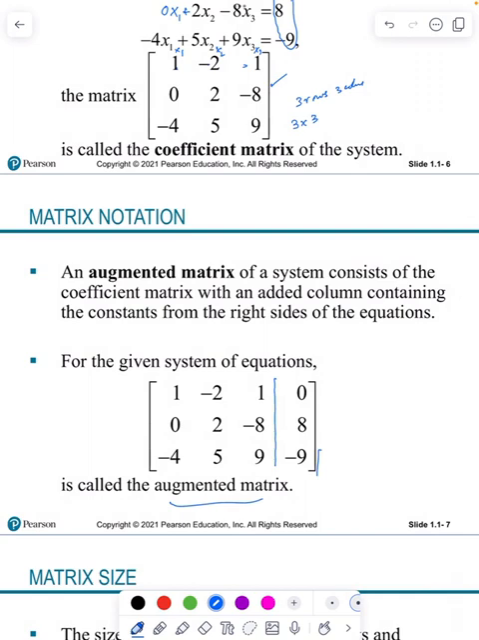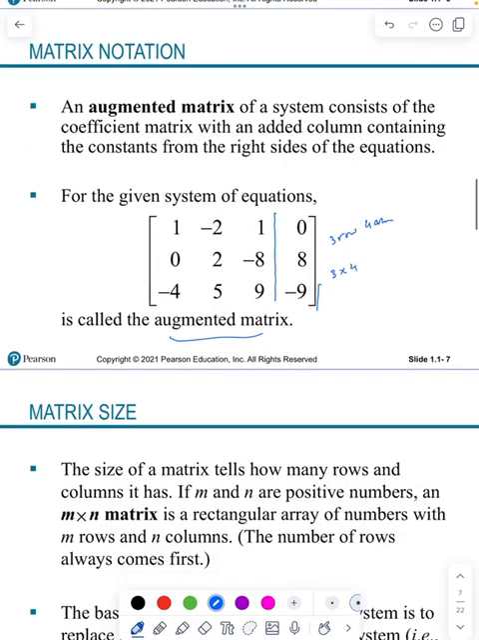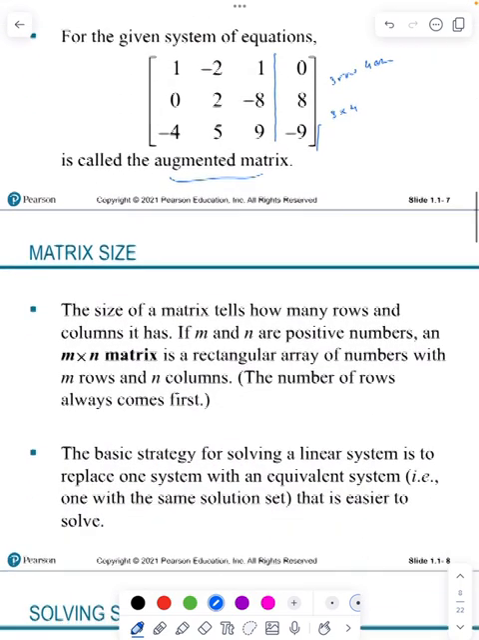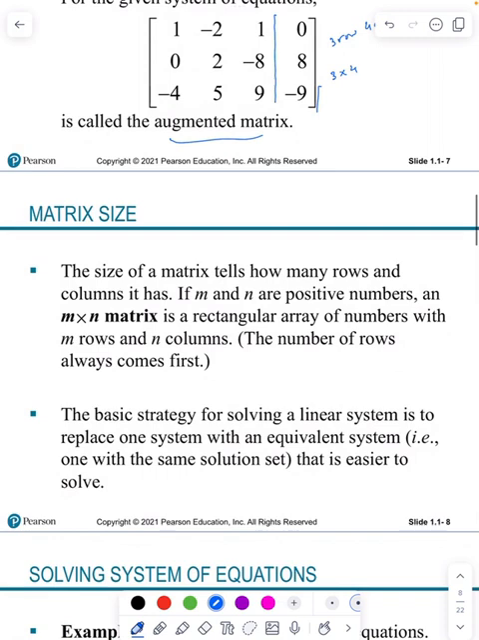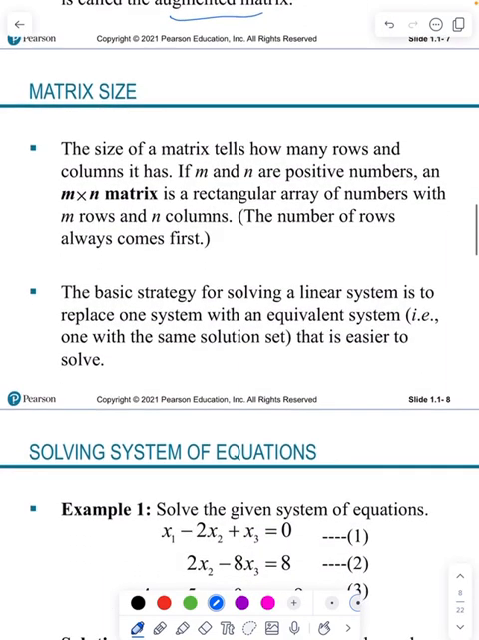In this augmented matrix, there are 3 rows, but there are 4 columns. So the size of this is 3 by 4, not 4 by 3. The size of a matrix tells us how many rows and columns it has. If m and n are positive numbers, an m by n matrix is a rectangular array of numbers with m rows and n columns. So always remember the first is the row and the second is the column number.